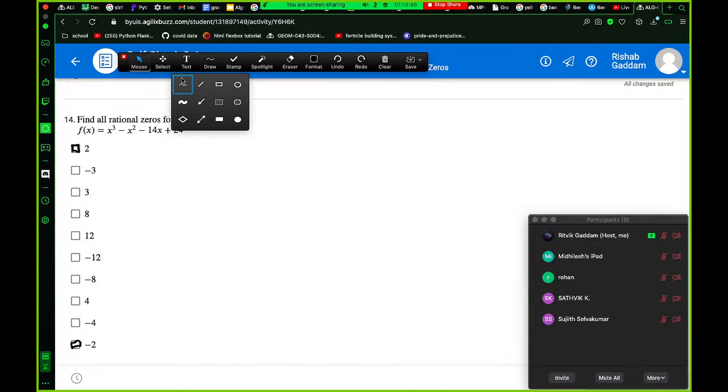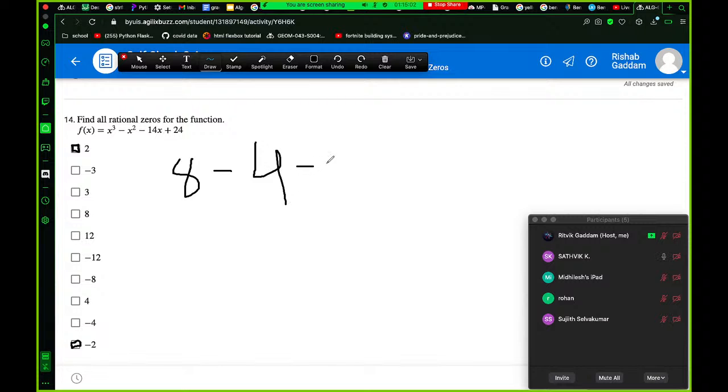Okay, let's find out. So basically you have -2 squared, 2 cubed. That's 8 minus 4 and plus 28. So that's 8 minus 4, that's 4. Risha, why are you talking? Because you're on mute.